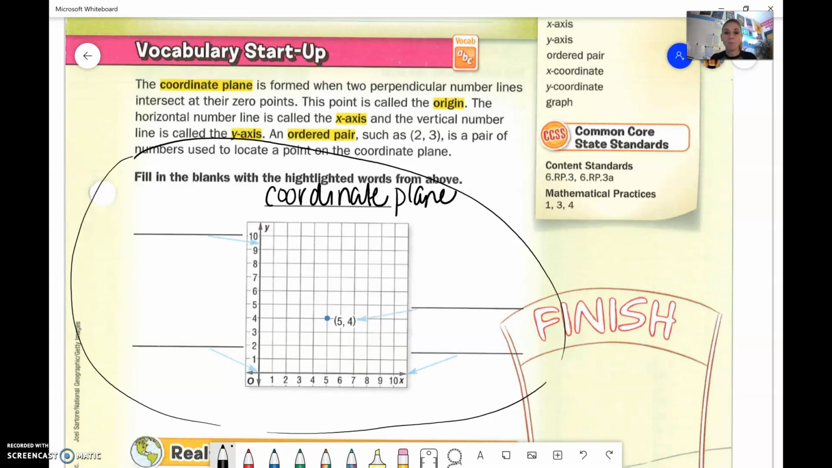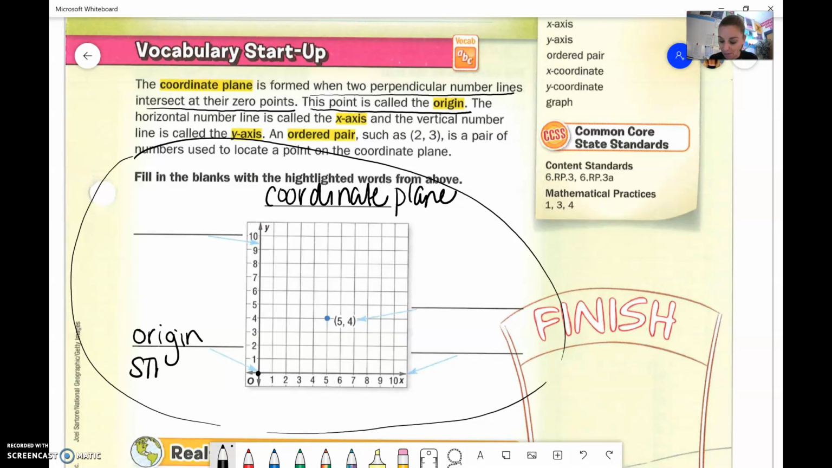A coordinate plane is formed when two perpendicular number lines intersect at their zero points. So the coordinate plane is basically just your graph. When I say, look at your coordinate plane, that's what we're looking at. Then next, this point is called the origin. Right where the zeros meet, that is called the origin. So go ahead and write origin.